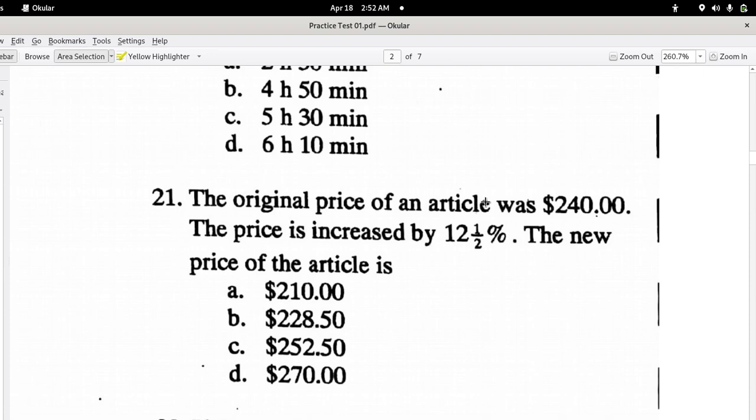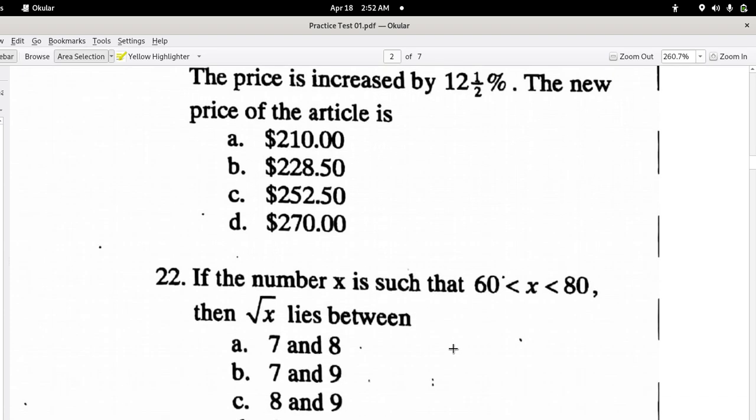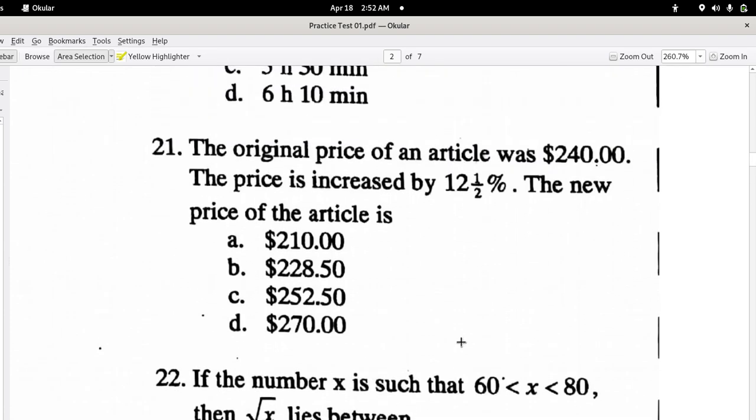The original price of an article was $240. The price increased by 12.5%. The new price is, you're going to find 12.5% of 240. Then add that to 240 and you see. Alright? You should be able to quickly eliminate 2 possible answers so far, because the price increased, not decreased. Okay?